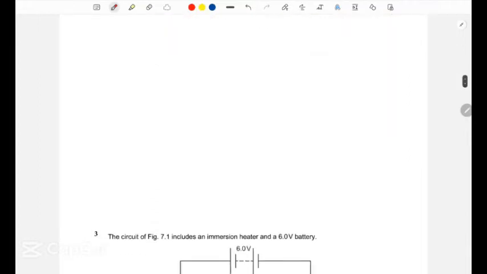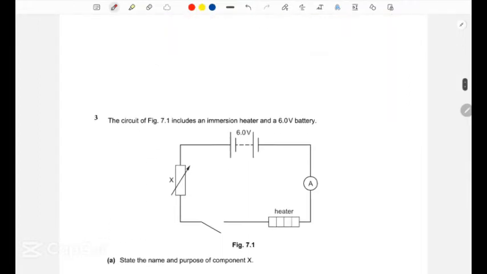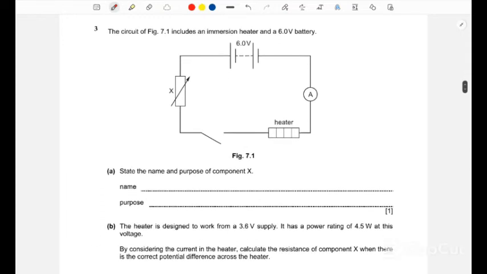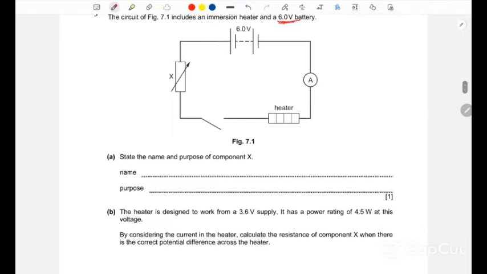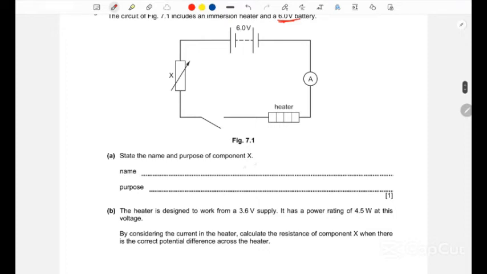Let's move on to the next question. The circuit of figure 7.1 includes an immersion heater and a 6-volt battery. State the name and purpose of component X. So component X is a variable resistor. The name is variable resistor, and its purpose is to change the current.